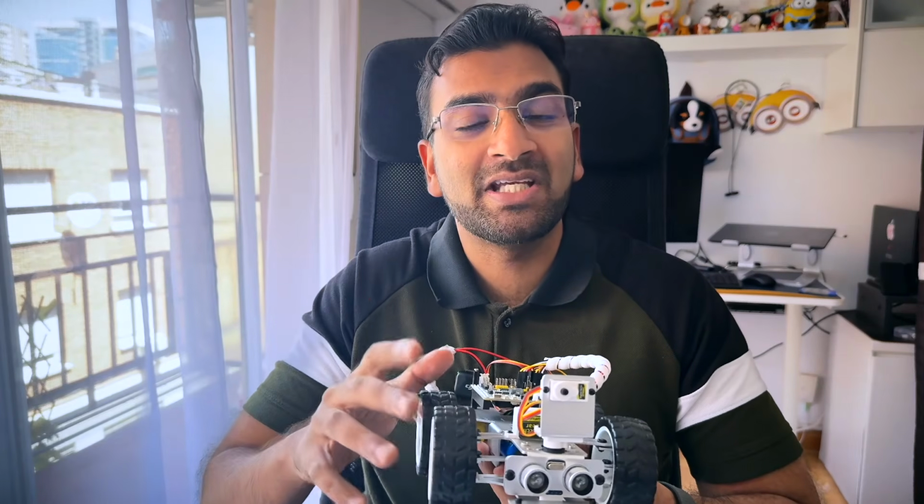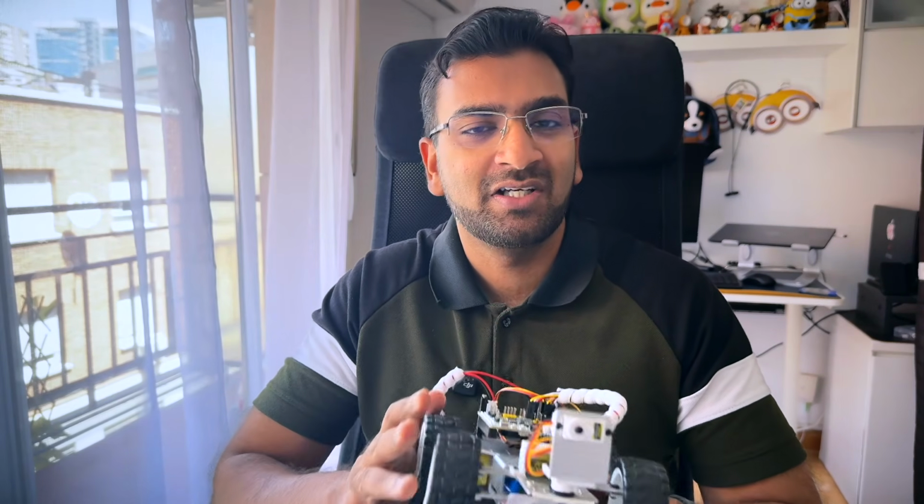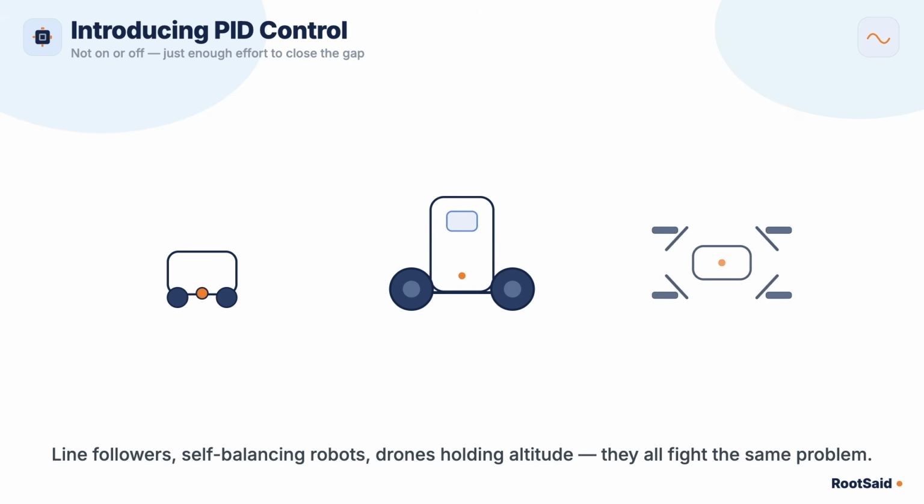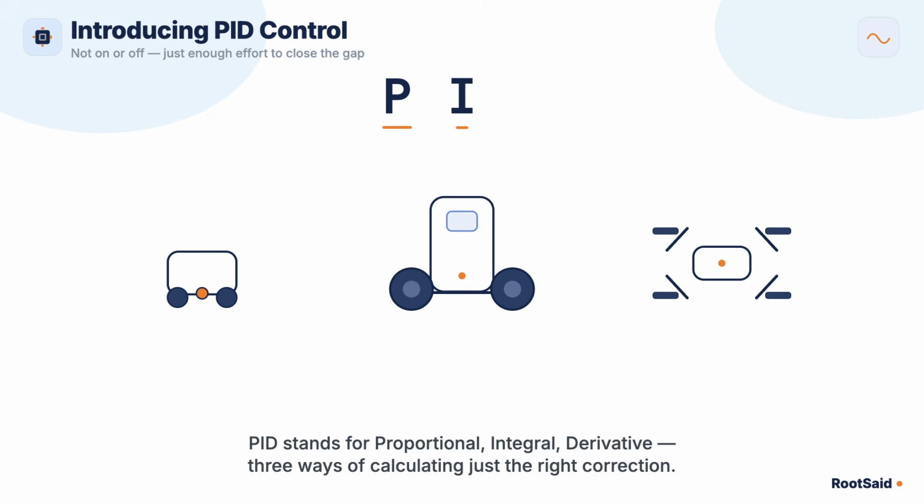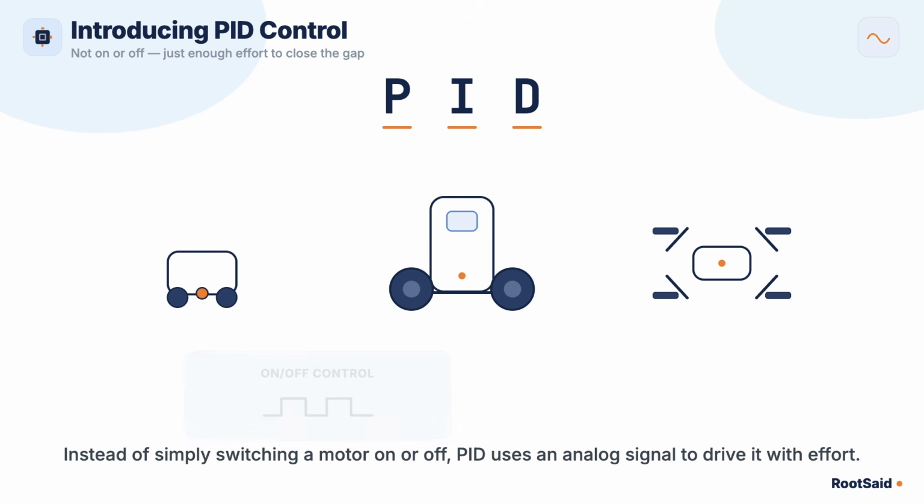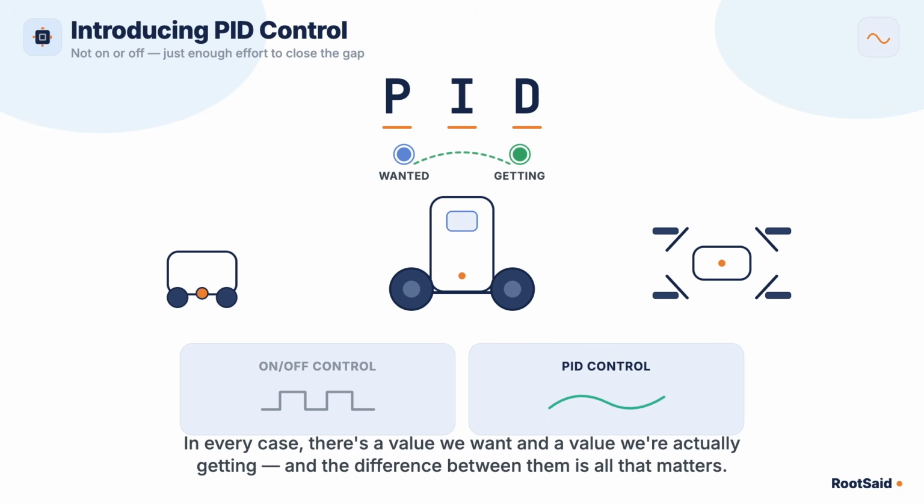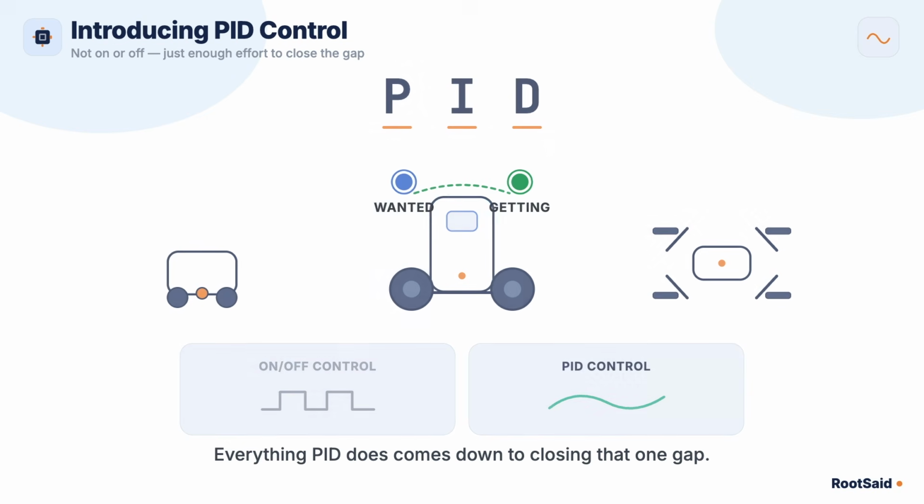And guys, this problem is not just for line follower robots. This can happen to self-balancing robots that are trying to stay upright. It can happen to a drone that is trying to maintain an altitude, and this actually happens to a lot of robots. But instead of using this, we will be using a PID controller in order to reduce these kinds of issues. PID stands for proportional integral derivative. So instead of simply turning on and off a motor, we will be using analog signals to drive a motor with an effort but just enough to reduce the error.